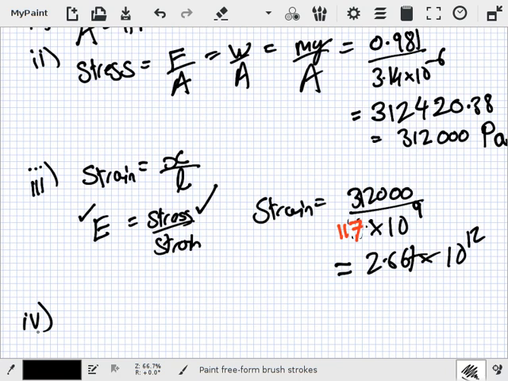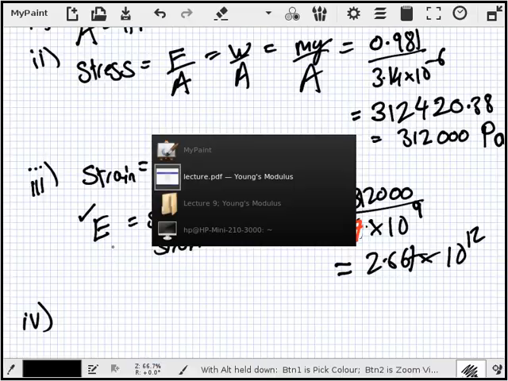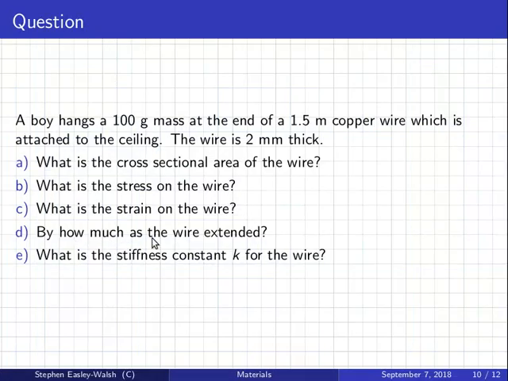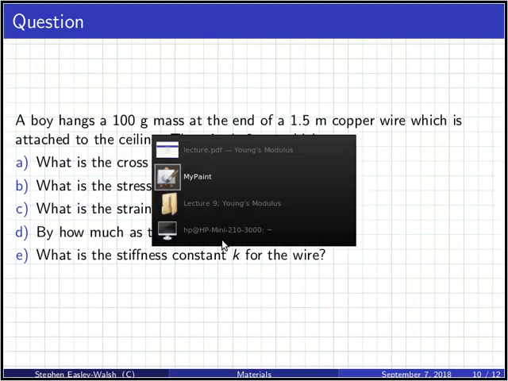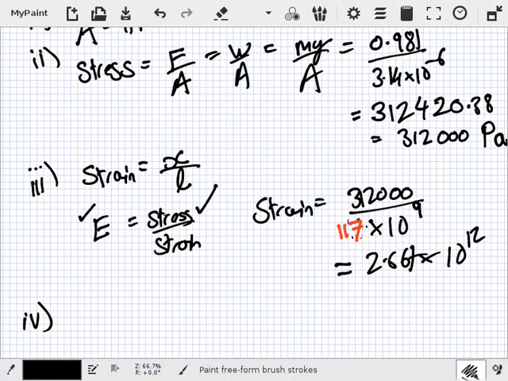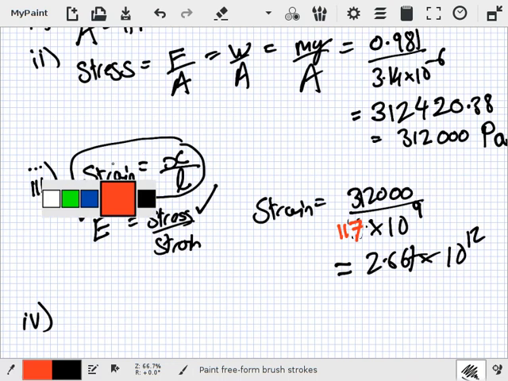Is it okay so far? Let's see what's next now. So, next part is extension. By how much does the wire extend? So, that's the x. So what we can do is we can now use this formula because we know the strain, we've worked it out, and we know the length here.